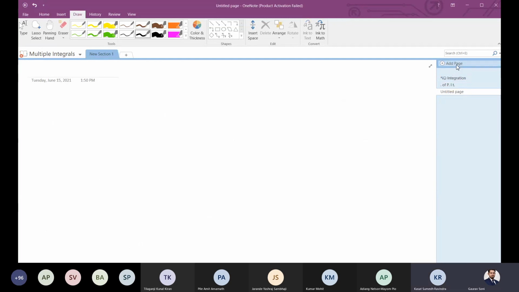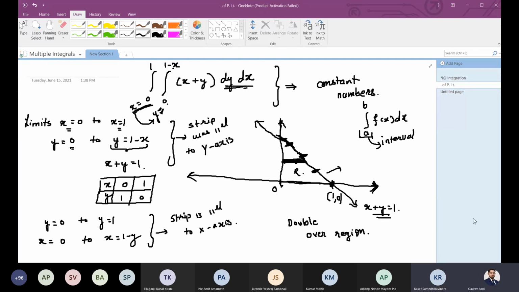Sir, this is where I have the doubt. In between the lecture, you gave a statement that single integration is done over an interval, and double integration is done over a region, right? Yes. Can you explain it once more? I didn't get it.